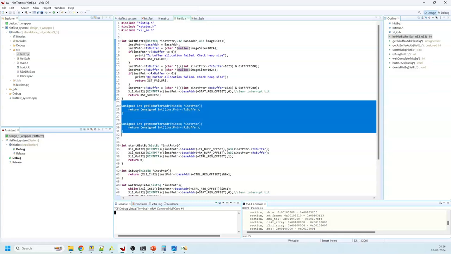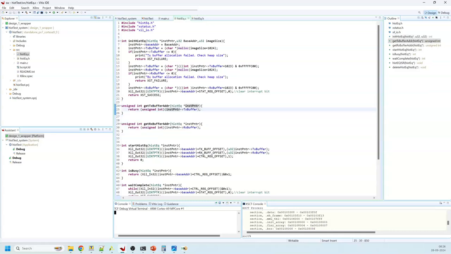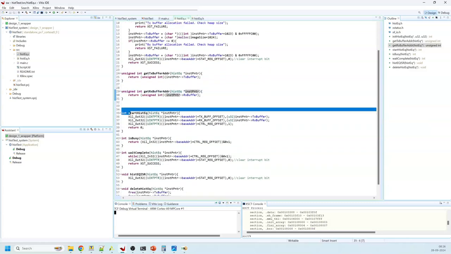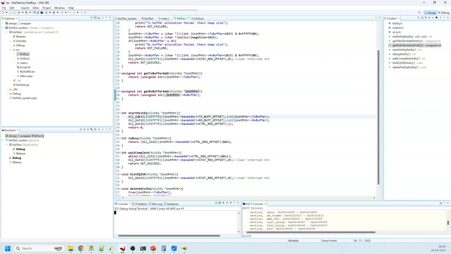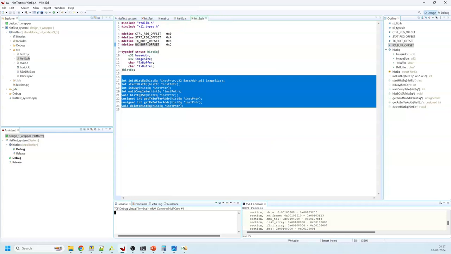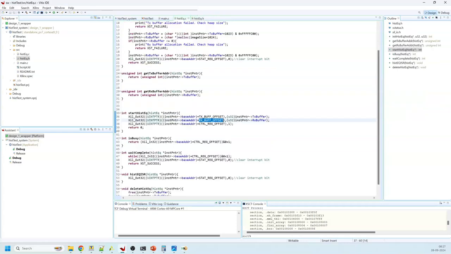Now, these two APIs help us get the buffer addresses from that structure. We pass the pointer to the structure, and from there it reads the buffer address. This function is used for starting our IP. Basically, it stores these two buffer addresses in the TX buffer and RX buffer registers, which we have seen here. After that, it writes one to the control register. That will enable our IP and it will start processing.